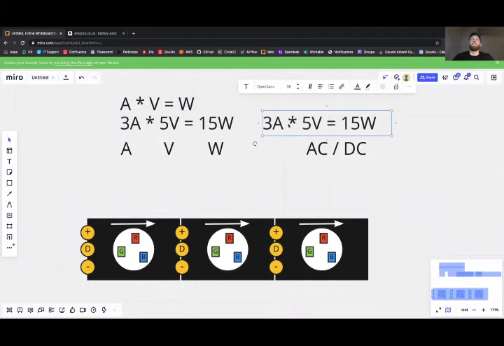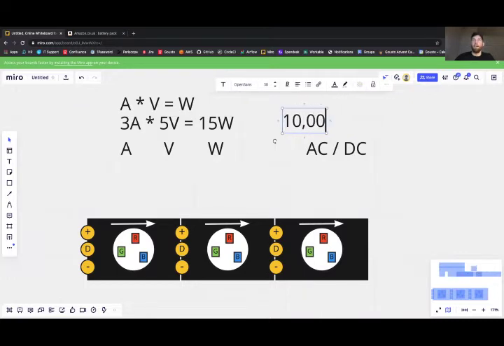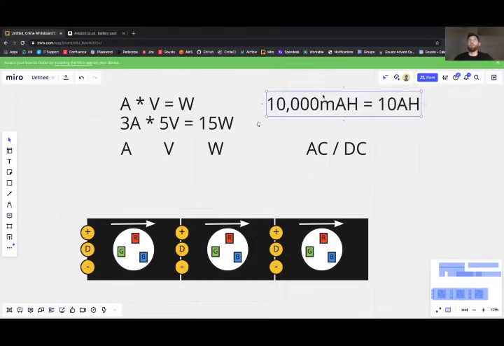So if we've got, let's say we've got 10,000 milliamp hours. How many amp hours is that? Well, if a milliamp hour is 1,000th of an amp hour, then this is 10 amp hours. Okay, so what sort of appliance would you be able to run on 10 amp hours, and how long would you be able to run it for?